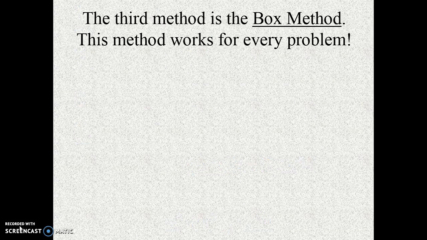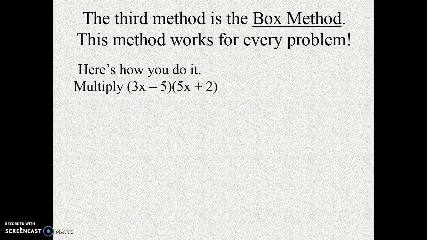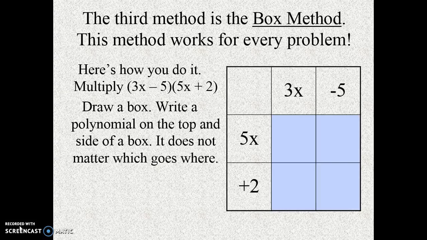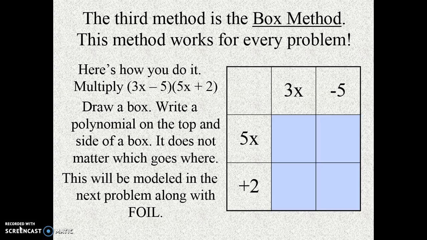The third method is the box method. This method works for every problem. Here is how you do it. Multiply 3x minus 5 times 5x plus 2. Draw a box, write a polynomial on the top and side of the box. It doesn't matter which goes where. This will be modeled in the next problem along with FOIL.